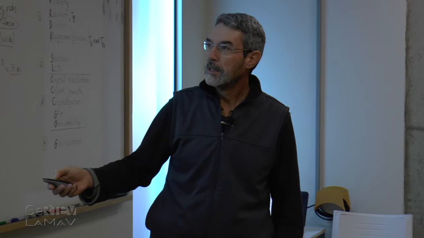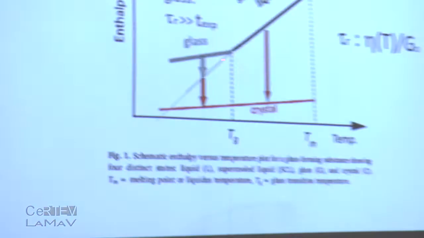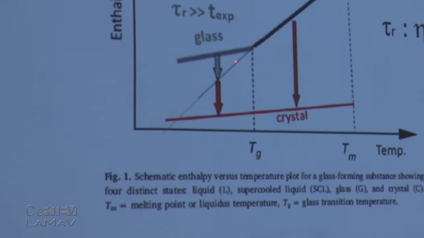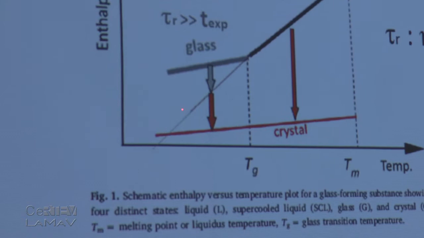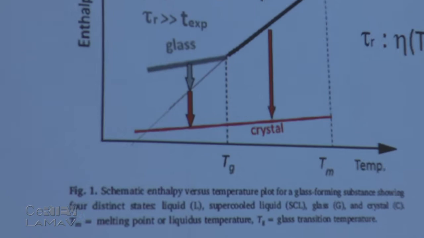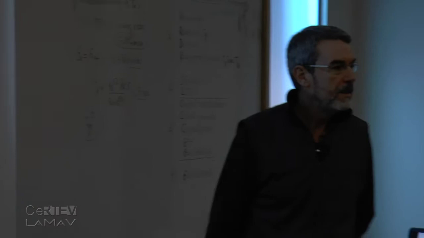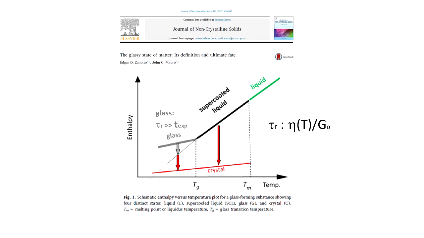There's a very interesting thing that we are going to talk about later on, some other day. What happens if you get this curve here and extrapolate it? At some stage, this curve will cross the crystal curve. And this is a very interesting theoretical temperature. We cannot measure this because it's well below Tg, so it takes a long time to measure. But this is the so-called kinetic spinodal, where the crystallization time becomes shorter than the overall relaxation time.